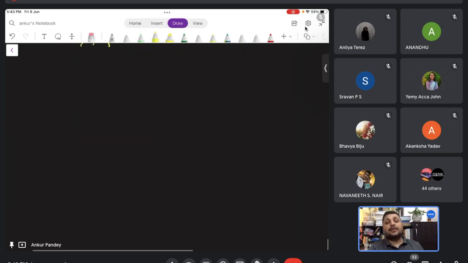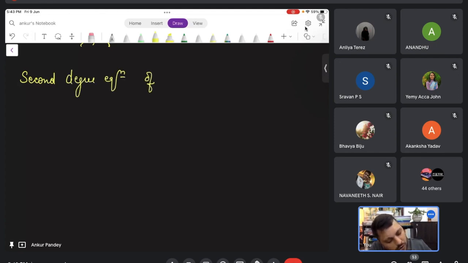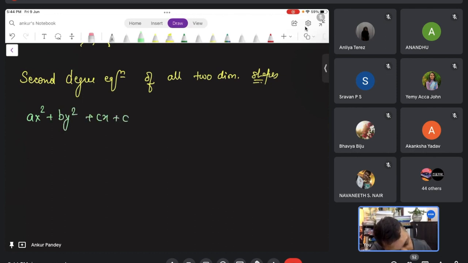What is the gyan? Please note down, this gyan is called second degree equation of all two-dimensional shapes. Understand? The biggest second order degree equation in two variables which is possible is ax square plus by square plus cx plus dy plus exy plus f equal to 0. Okay?